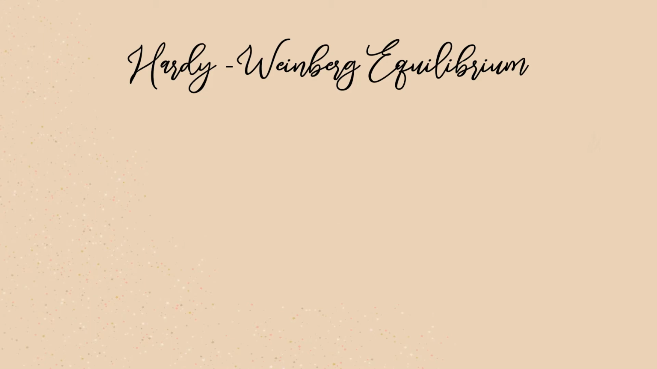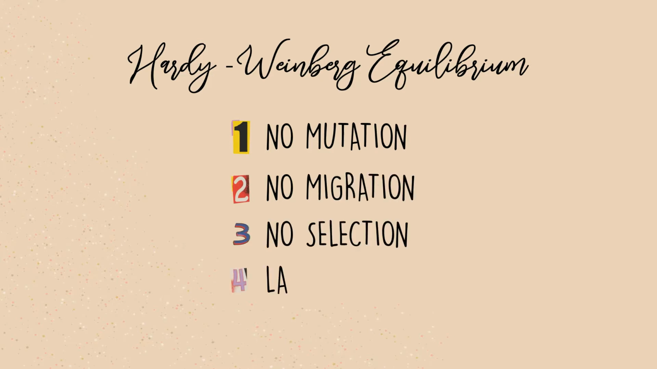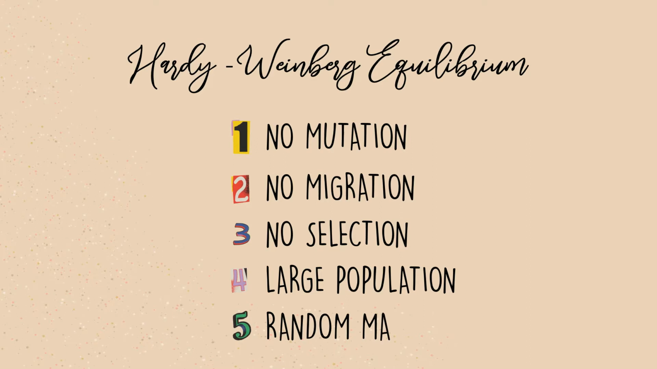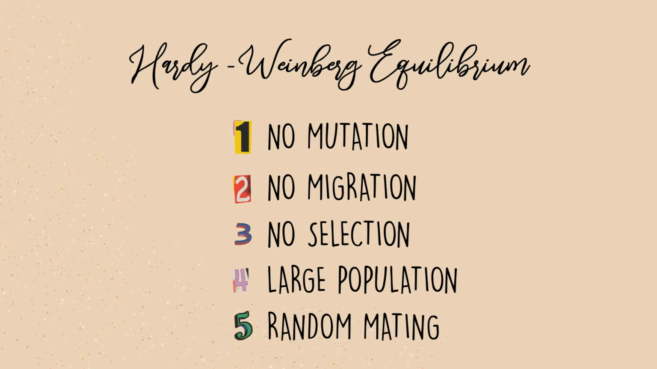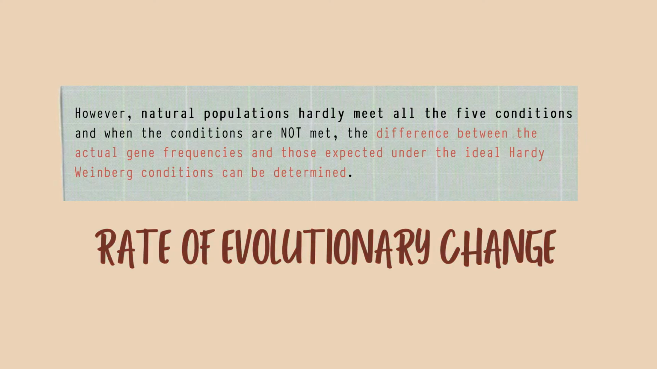The Hardy-Weinberg principle has 5 conditions, which include no mutation, no migration, no selection, the population is large, and mating is random. However, natural populations hardly meet all the 5 conditions, and when the conditions are not met, the difference between the actual gene frequencies and those expected under the ideal Hardy-Weinberg conditions can be determined. This difference is the measure or the rate of evolutionary change.